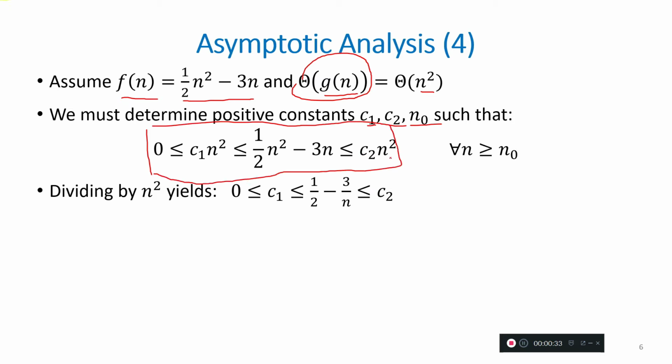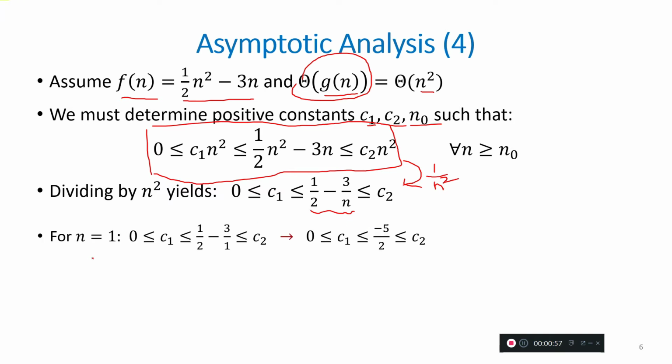To do so, we first divide this whole inequality by n squared. That means if we divide it by n squared, we get this. Now, we have to plug in values of n which are positive integers such that this would be some positive value. Let's begin with n is equal to 1. For n is equal to 1, we would get this, which when simplified gives us minus 5 divided by 2. Therefore, C1 cannot satisfy this condition, and therefore this is wrong.